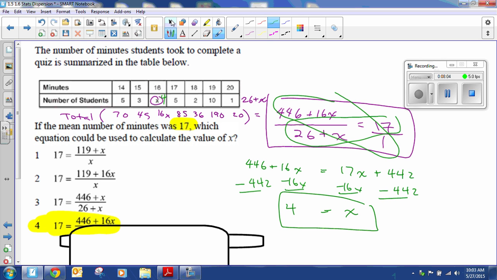And that's today's lesson. It's a study of statistical studies and also how to calculate the mean when you're missing a data point. Best of luck to you.